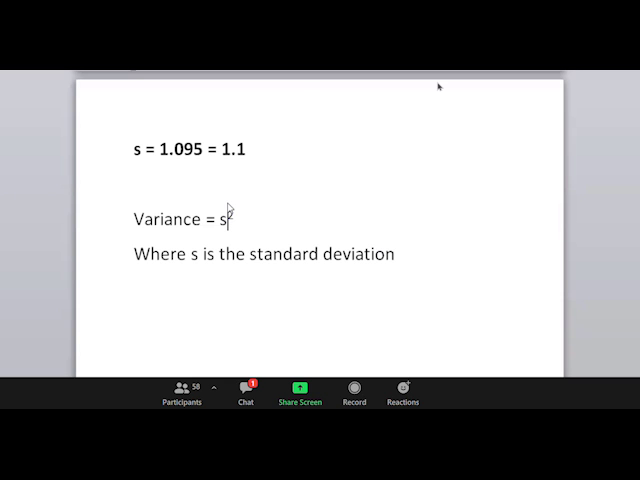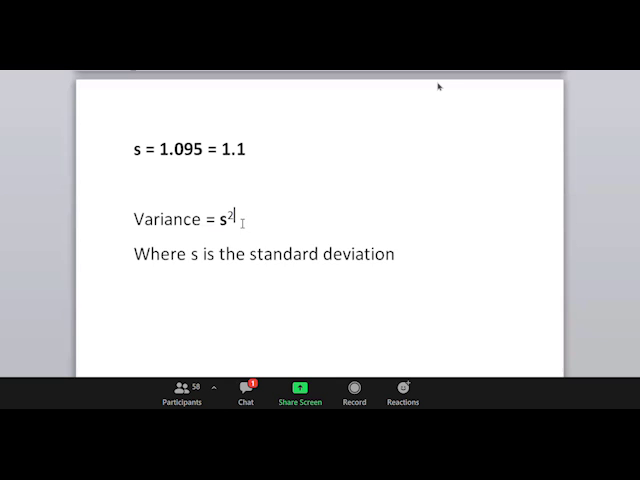We did this even under measures of central tendency and dispersion. So this is under measure of dispersion. Variance is equal to standard deviation squared. If you have the variance and you want the standard deviation, standard deviation is equal to the square root of variance. So here, the variance is equal to S squared.